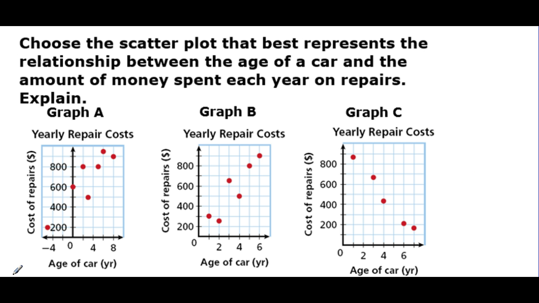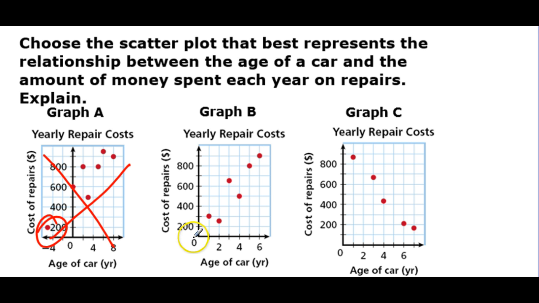I'm asking you now to choose which scatter plot best represents this situation. The relationship is the age of a car and the amount of money spent each year on repairs. So you need to be thinking about this. As the car gets older, do we spend more money on repairs or less money on repairs? Is that a positive correlation, a negative correlation, or what? Now, there are some tricks to this one. First of all, we look to make sure that the axes are the same. They are. Looking at this first one, I see a car that's negative 4 years old. That can't happen, because I can't have anything below 0.